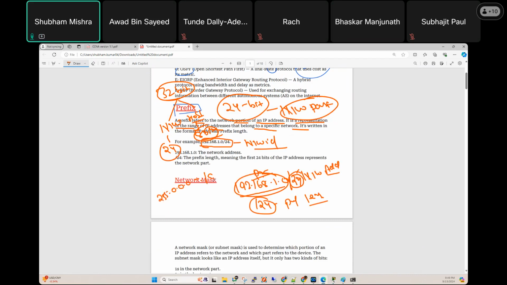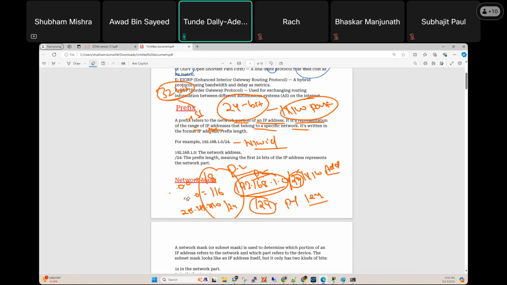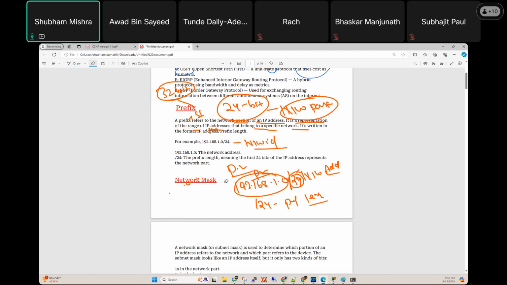255.0.0.0 means this is slash 8. 255 is 8 network bits. 255.255.0.0 means slash 16. And 255.255.255.0 means that is slash 24. This 24 is called the prefix length. Clear, everyone? So the prefix length is the number of network bits. You can understand prefix length is like a subnet mask, what you define there.